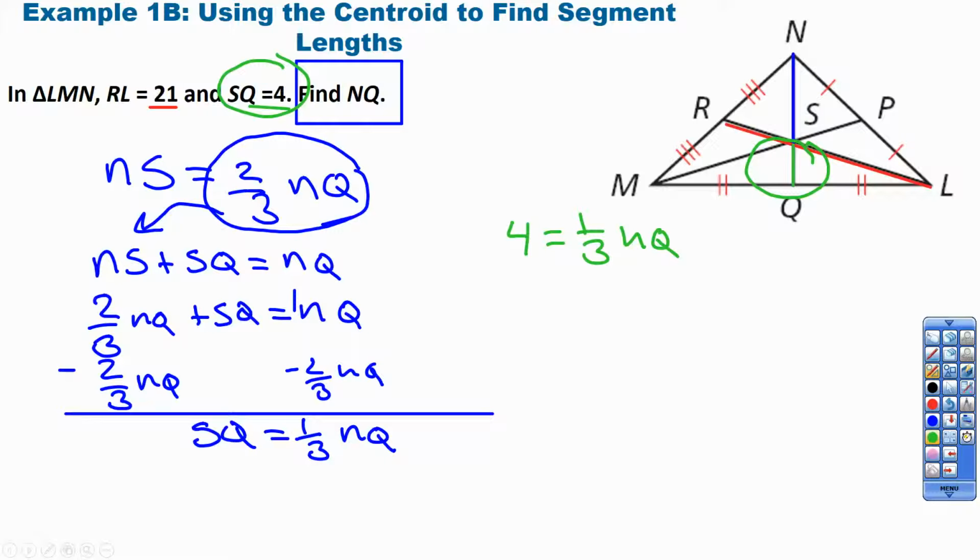What do we have to do to solve for NQ? We do the opposite, correct, of what's happening to NQ, which is to divide by 1/3. And what happens when you multiply or divide by fractions? It's keep it, change it, flip it. So we need to make sure that we do the reciprocal. We're going to multiply by the reciprocal, because you do not divide fractions, you multiply fractions. And we end up with 12 is equal to NQ. That's how we go about solving that.